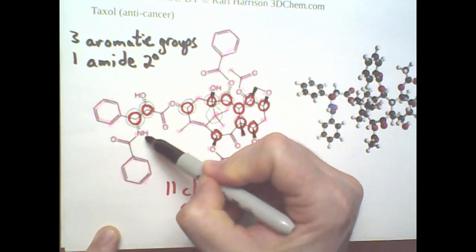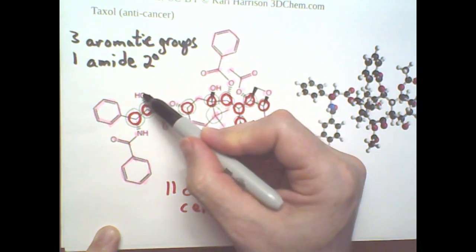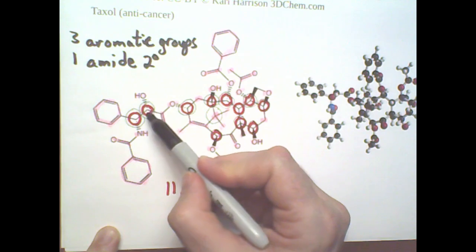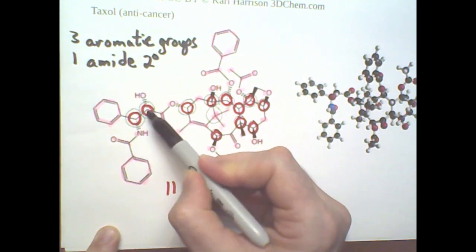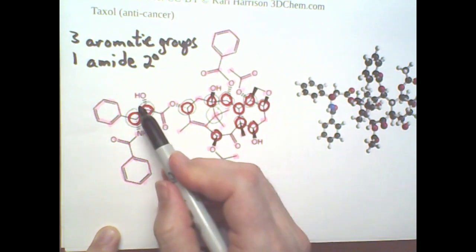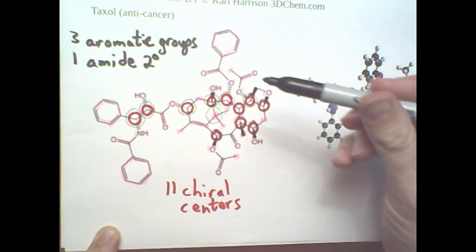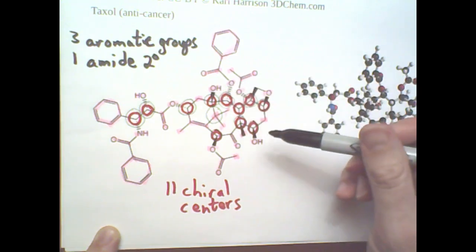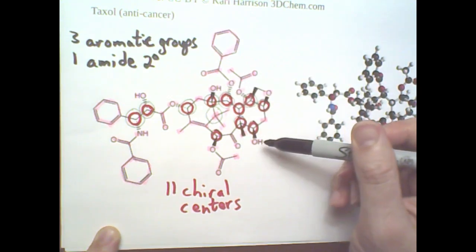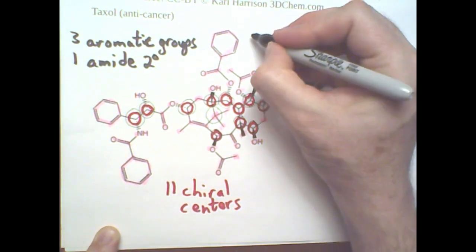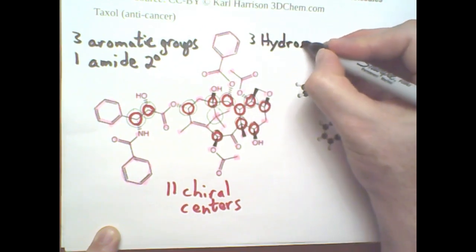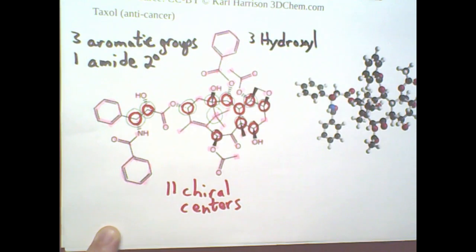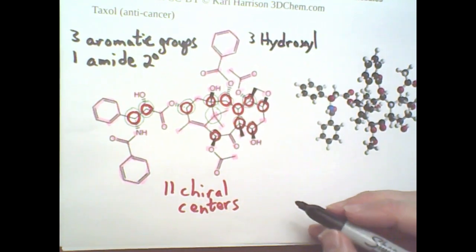The oxygen we already included in the amide. We go up here, hydroxyl group. That's good, but we ought to check. Is this carbon bonded to anything but carbon and hydrogen? No. So this is a hydroxyl group. We've got one there. We've got another here. Another here. We have 3 hydroxyl groups, or 3 alcohols.